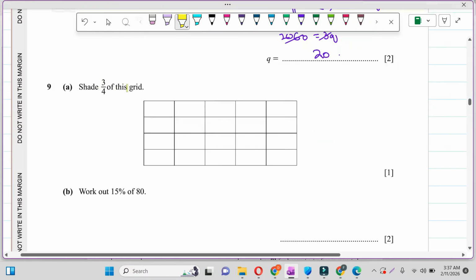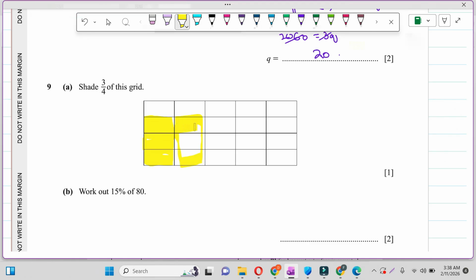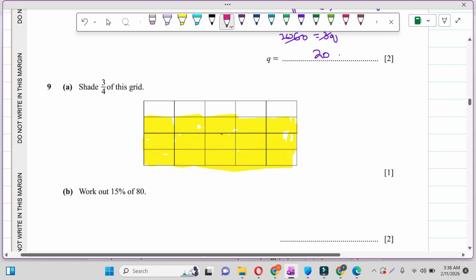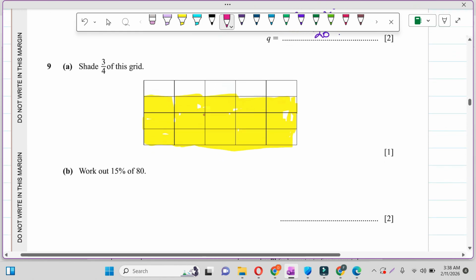Shading 3 by 4 of the grid means we have to shade 3 boxes out of the 4 boxes. So 1, 2, 3, 4. These are 4, so we can shade 3 out of them. So these are 4, we can shade any 3 out of them. We have shaded 15 out of 20.